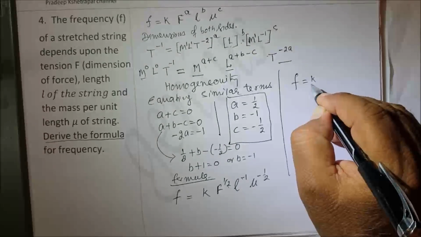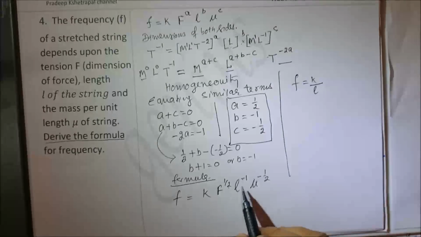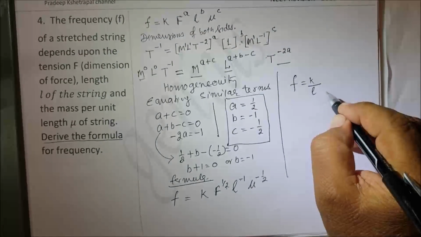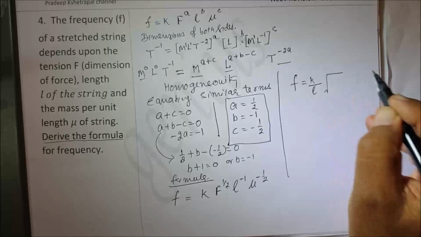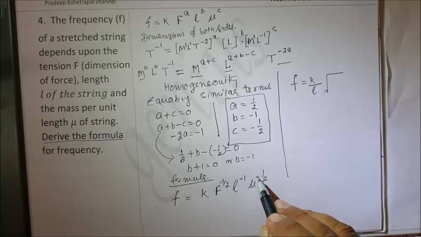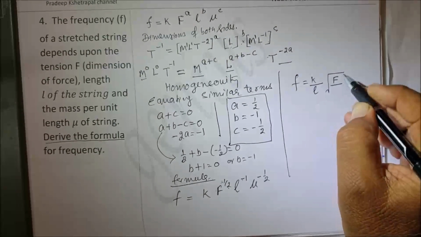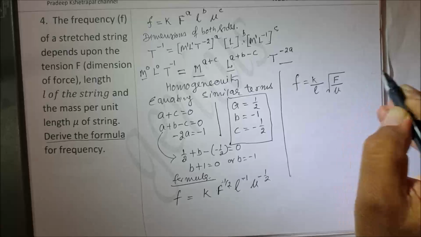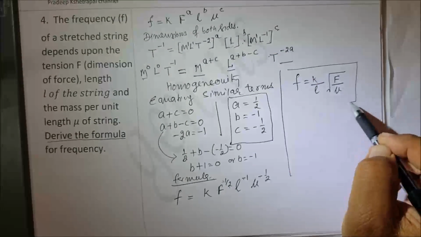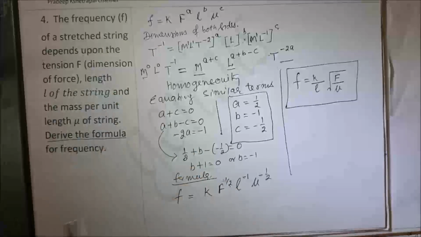So I will write here K upon L, that is 1 upon L, L to the power minus 1, and here we will write a square root. Who will be in the numerator? Positive F. And who will be in the denominator? Minus, so this is F upon mu. So this is our relation for the frequency of a vibrating string, a stretched string.